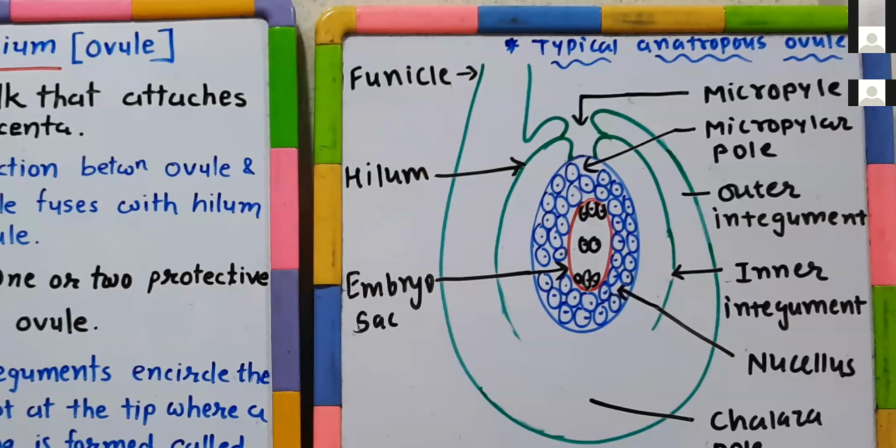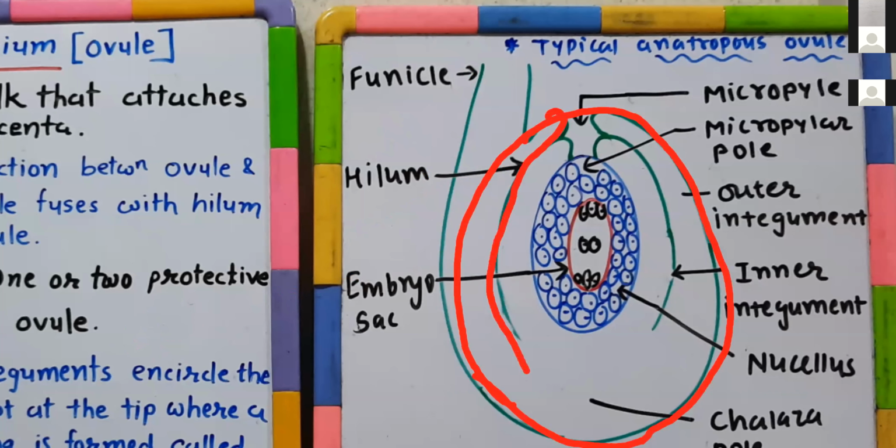Then comes integuments. Each ovule has at least one or two integuments. If I say that this is the ovule, then here you can make out this is the one and here is the second. So literally there are two integuments around this.